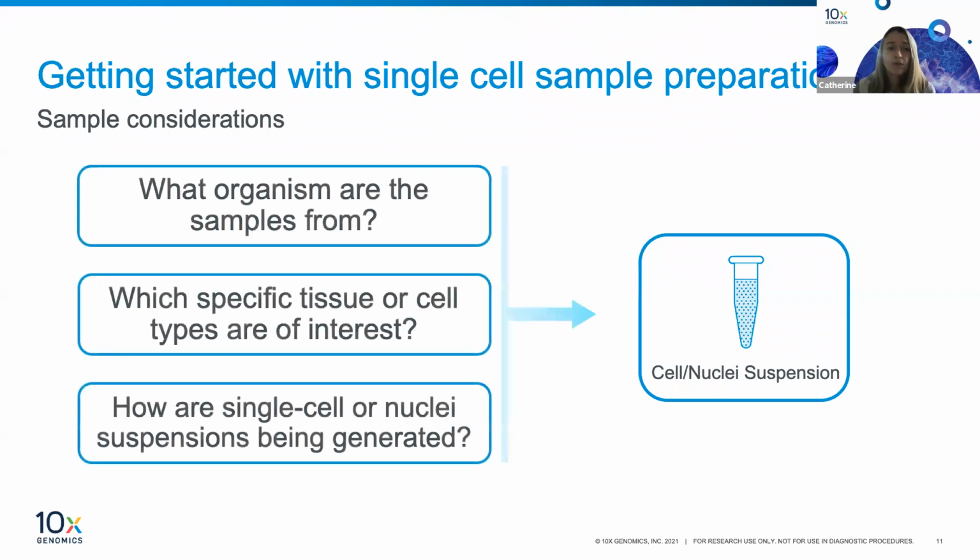So, what organism are the samples from? Are you familiar with working with these organisms to isolate your samples? What specific tissue or cell type are being used? Are you aware of complexities with working with that particular tissue or cell type that are going to make it difficult to generate a single cell or nuclei suspension? So, for example, are you aware that this is a particularly hard to dissociate tissue, or that a lot of debris is expected in this sample?